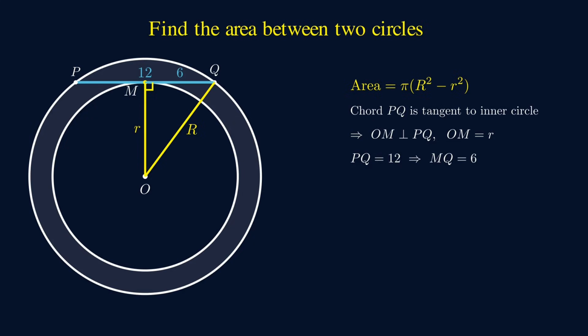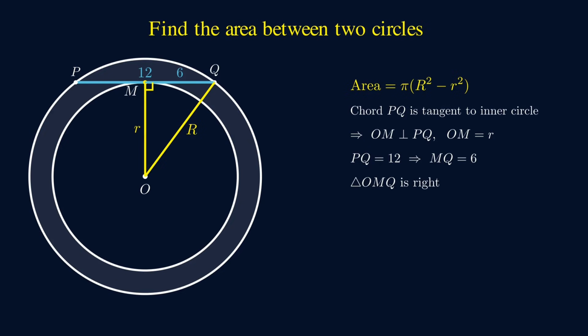Now pause and look carefully at triangle OMQ. We have OM, which is r. We have MQ, which is 6. And OQ is a radius of the outer circle, so its length is R. And because OM is perpendicular to the chord, triangle OMQ is a right triangle.